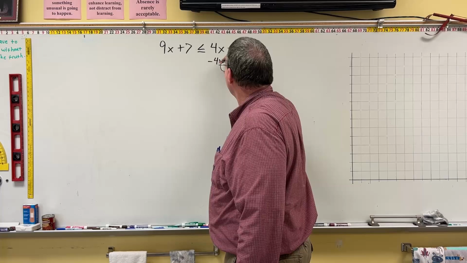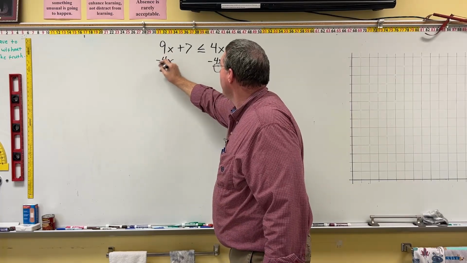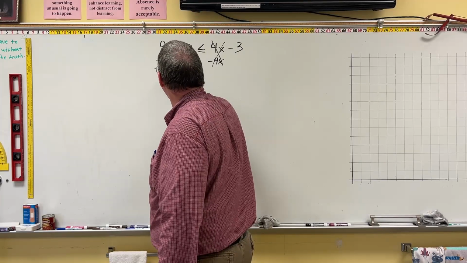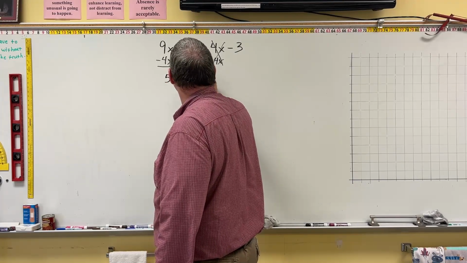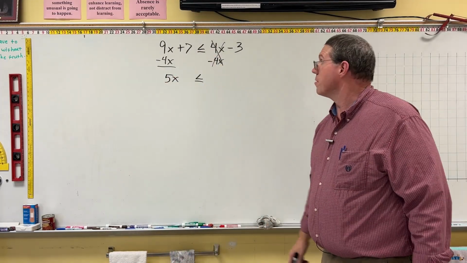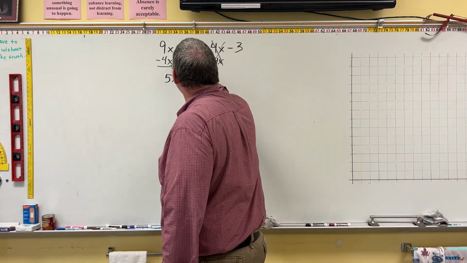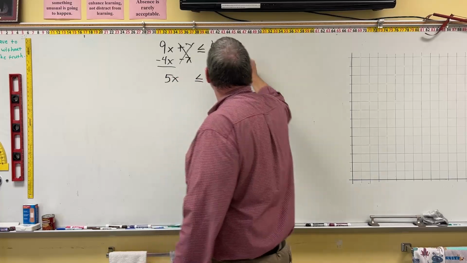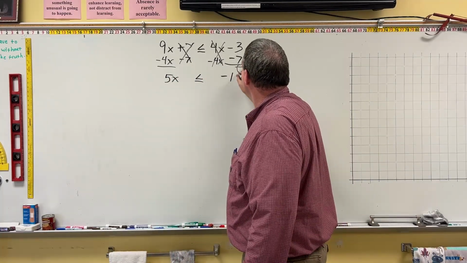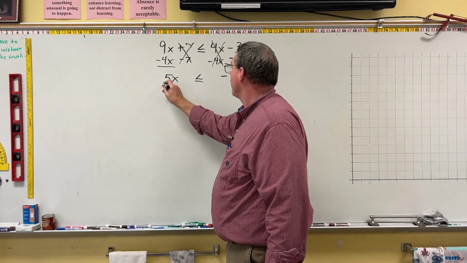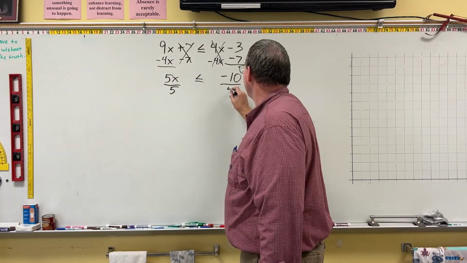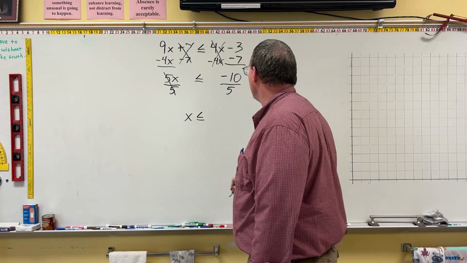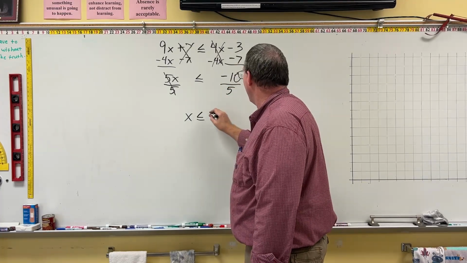So here we're going to subtract 4x, cancel. 9x minus 4x is 5x. Bring down the inequality symbol, exactly the way it looks. Now we're going to cancel this 7. Minus 7 here, cancel. Negative 3 minus 7 is negative 10. And now we're going to divide by 5 on both sides. Cancel the 5, and we have x is less than or equal to negative 10 divided by 5 is negative 2.